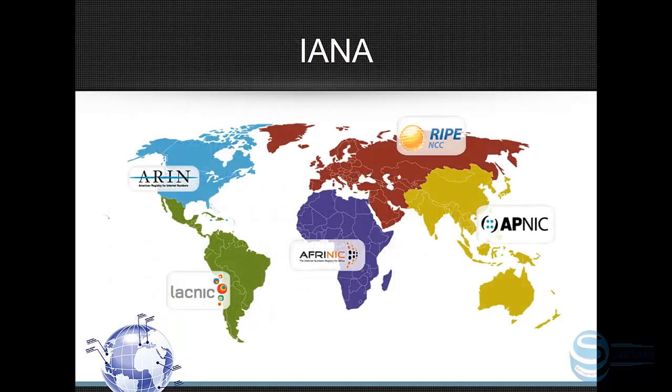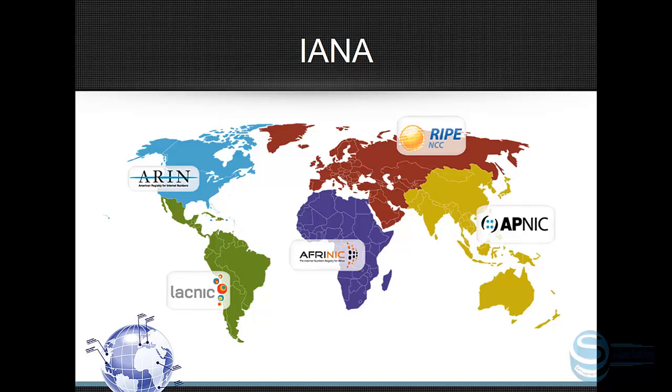IANA has sub-branches, and IANA just distributes IP addresses to those sub-branches. Like for example, for Asia, APNIC is responsible. For Europe and Russia, RIPE, and for Africa, AFRINIC. For Central and South America, that is LACNIC. For North America, ARIN.